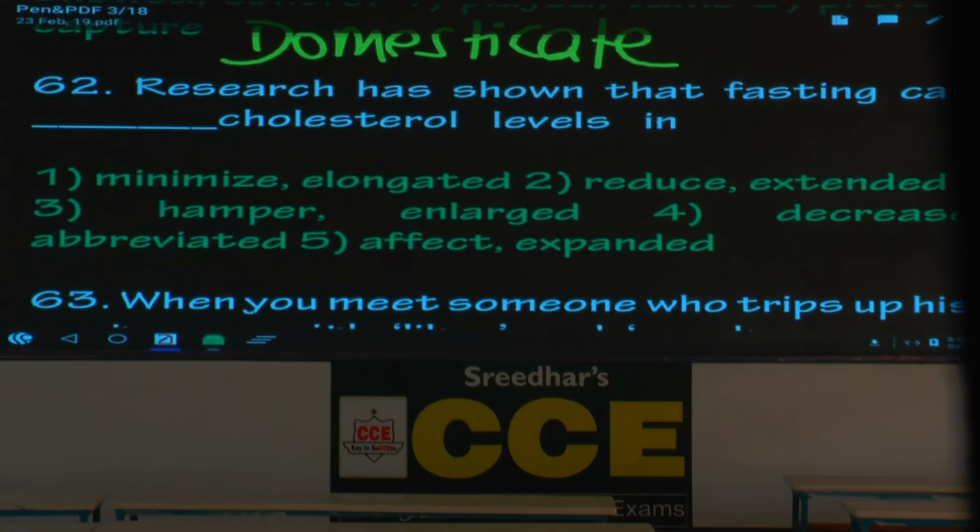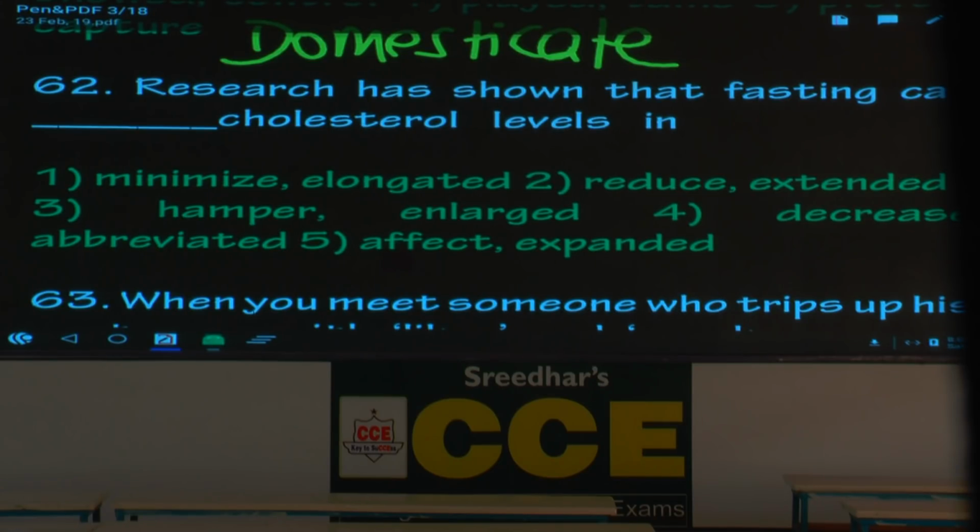Please listen very carefully. Research has shown that fasting can, underline the word fasting, reduce cholesterol levels in pre-diabetic people over an extended period of time. This seems perfect. Hold that one. But we have to reject the next option on what basis? Research has shown that fasting can affect cholesterol levels in pre-diabetic people over an extended period of time.